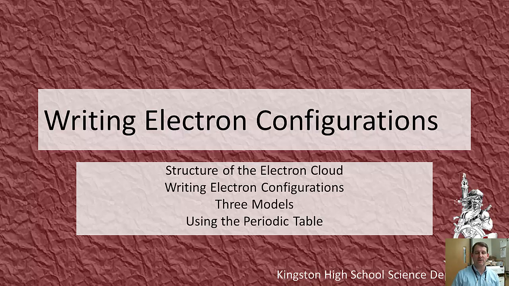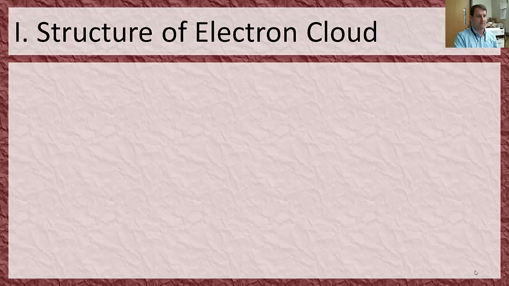Today we'll talk about the structure of the electron cloud. We'll talk about how to write electron configurations, 3 models for showing where electrons are in the atom, and then we'll end with a discussion on how to use a periodic table to do electron configurations. So this should all be a review with some new stuff thrown in from first year chemistry.